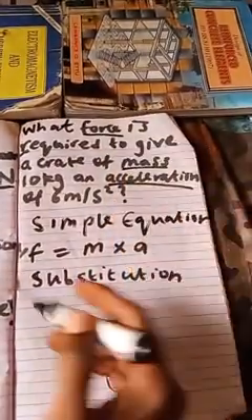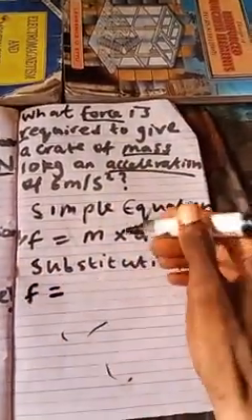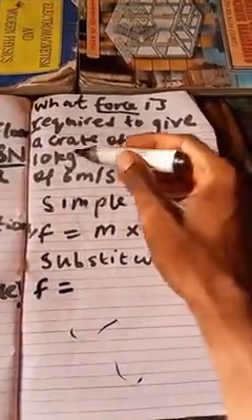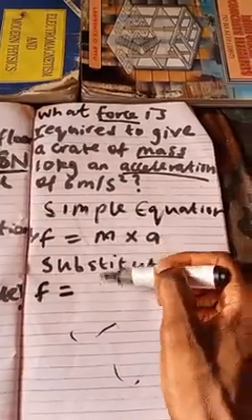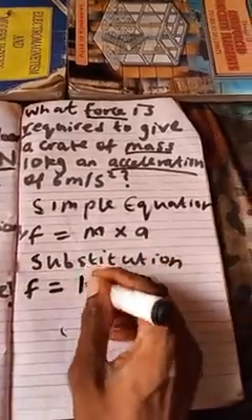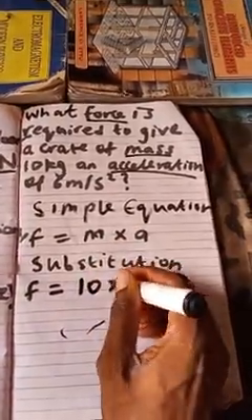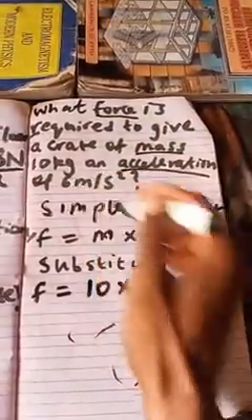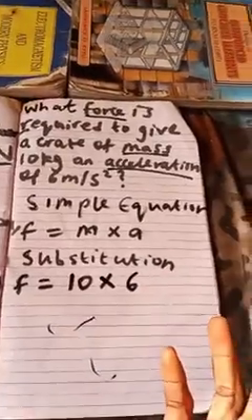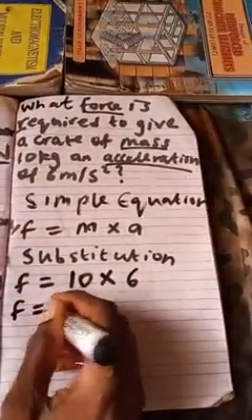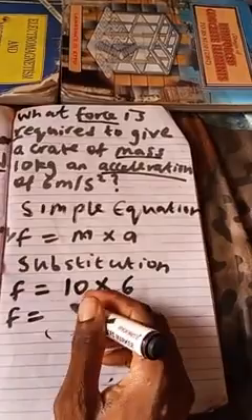Okay, there is no value of force, so force is still F. The mass is 10 kg, so you substitute, you replace it with 10. This is the mass times, and the acceleration is what? 6. So this is basic substitution. So now the force will be 10 times 6, which is what? 60 Newton.